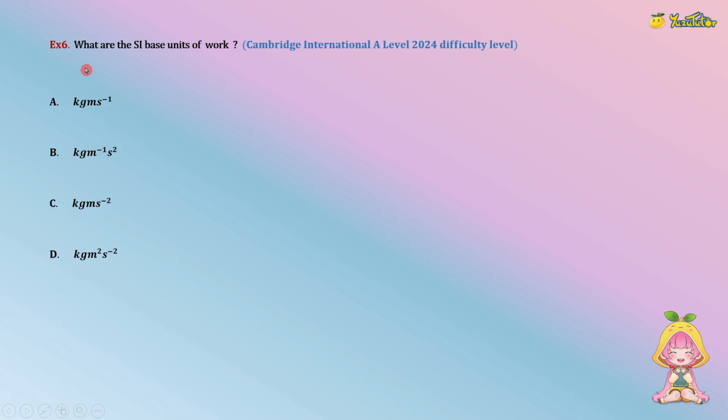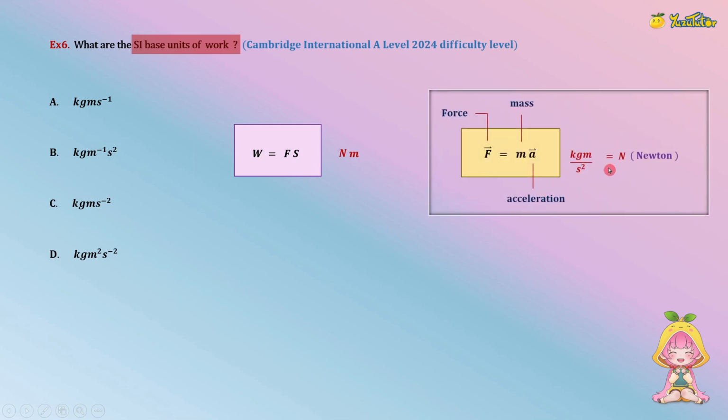Next example. What are the SI base units of work? Work equals force times distance. The SI unit of force is Newton, and the SI unit of distance is meters. Since 1 Newton equals 1 kilogram meter per second square, substitute this in. We get kilogram meter per second square times meters, which is kilogram meter square per second square. So the correct answer is choice D.